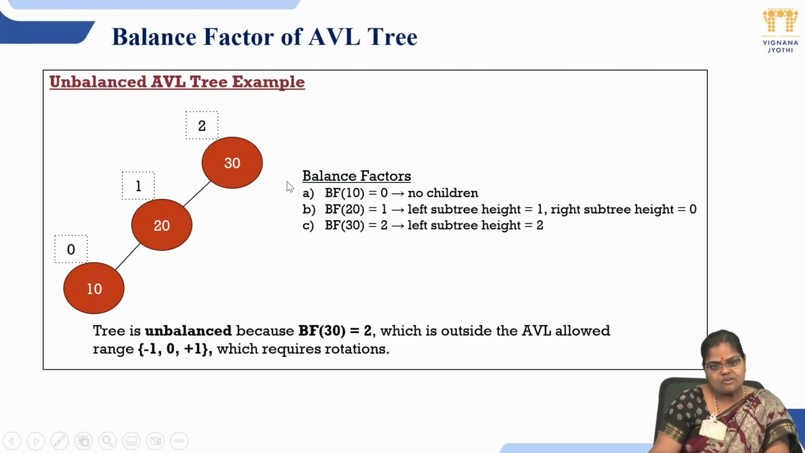Proceeding further, now we have seen one example of an unbalanced AVL tree where we got a balance factor of 2, similar to this example here.